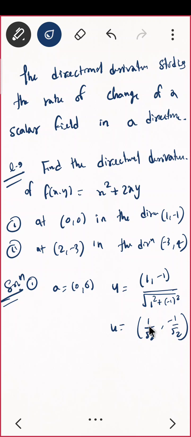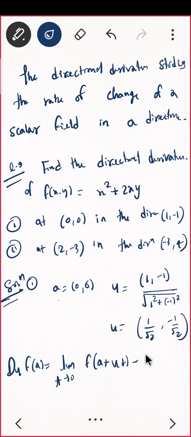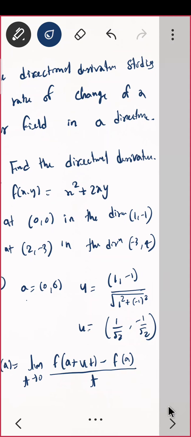Is that okay? So now you are having e also, you are having u also, and you know how to find the directional derivative now. Right? So what is the formula for that? D_u f of a is equal to limit t tending to 0 of f of e plus ut minus f of a upon t, correct? What is e for me? E is 0, so ut will be, yeah, correct, so let us do that in the next step.